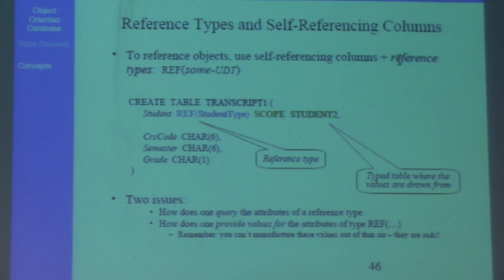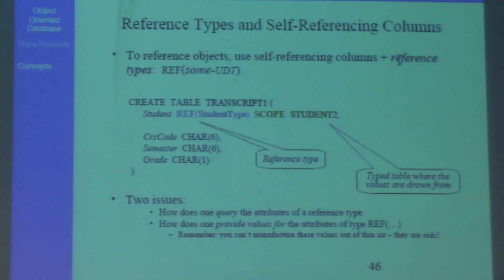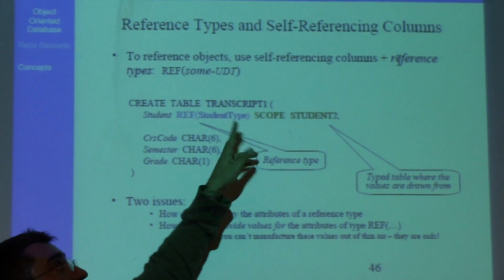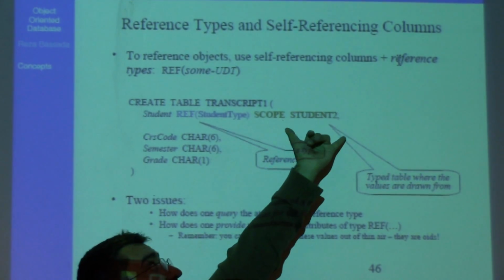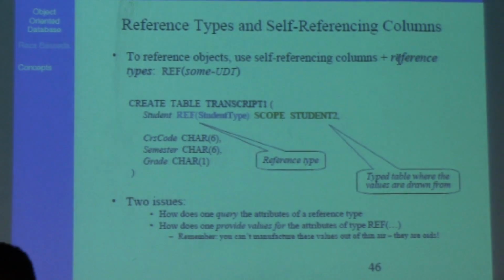Okay, so this is a table of transcript I created. What does this table say? We are creating a table named transcript where we are referencing. The first attribute is a reference to student type. From which table? The student table we created in the previous slide.